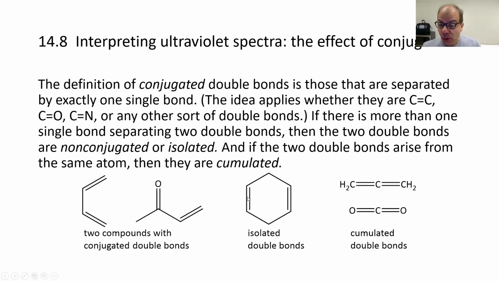In this molecule, the double bonds are not conjugated, they're isolated. They have more than one single bond between them. So these are not conjugated double bonds. This is not what we're looking for in ultraviolet visible spectroscopy. Very rarely you will see double bonds that are cumulated, that arise from the same atom. And I just wanted you to be aware that there is a word for that. It's called cumulated. But we're really going to be focusing on conjugated double bonds.